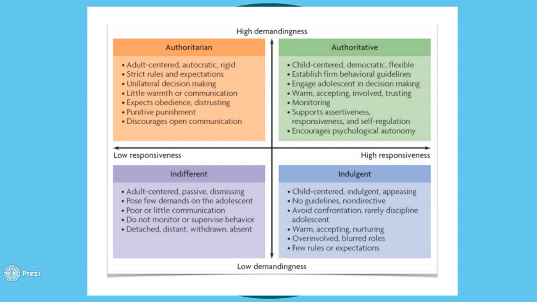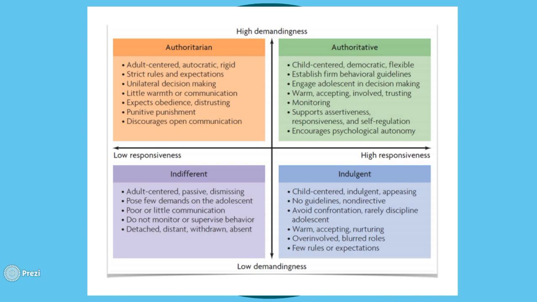And then finally on the bottom left is indifferent. This is low on both, so low on demandingness and low on responsiveness. So these would be parents who are just uninvolved. There's not a lot of communication. There's no rules, but there's also not a lot of warmth. Maybe the kid's home alone all the time. They don't know what's going on in their child's life. They don't really care very much.